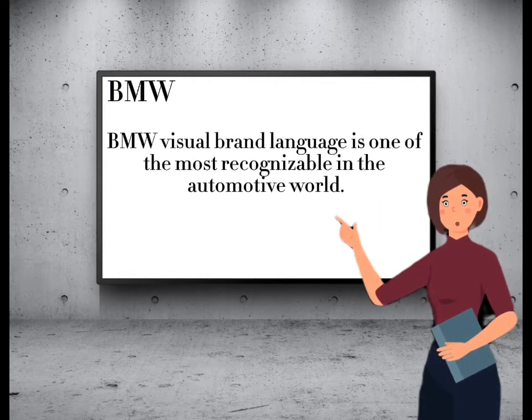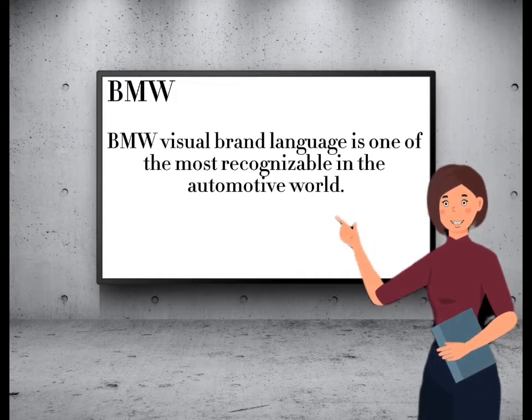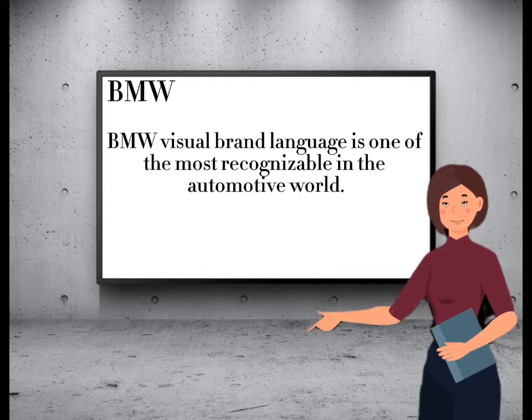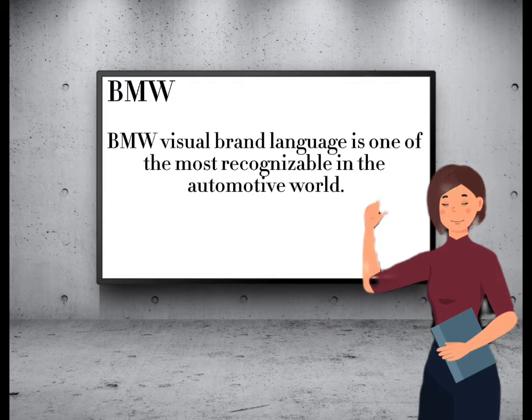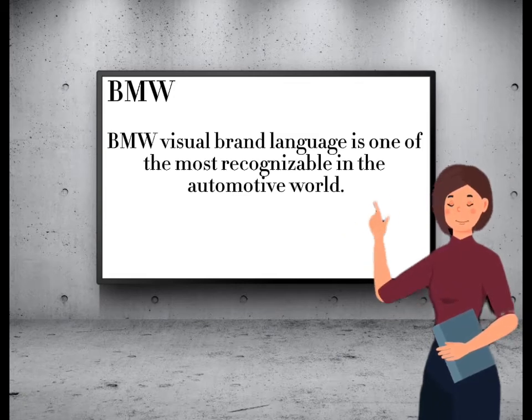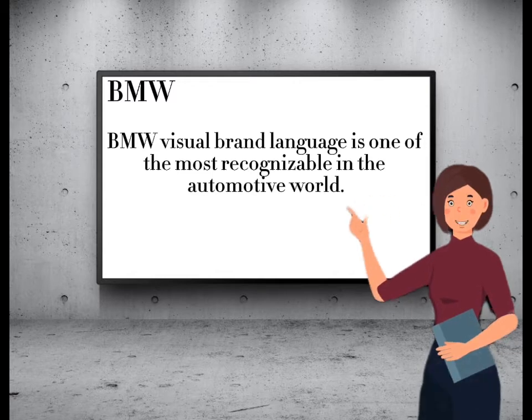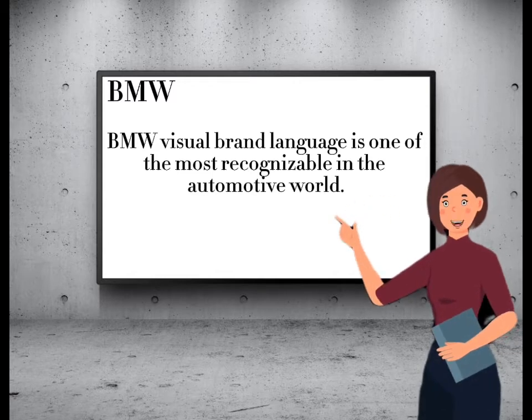BMW's visual brand language is one of the most recognizable in the automotive world, regardless of social status, professional training, or whether one is a fan of the brand or not. People recognize BMW cars not only by the logos, but by specific design elements that made history. A small glimpse of one of the brand's cars is often all it takes for someone to recognize one of its creations, and it has much to do with its visual brand language.